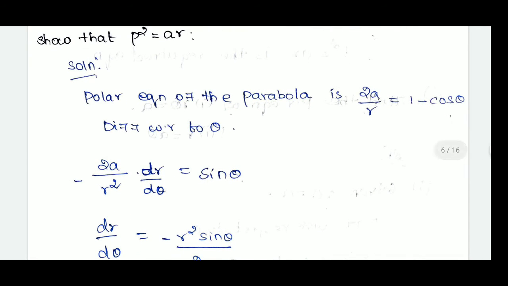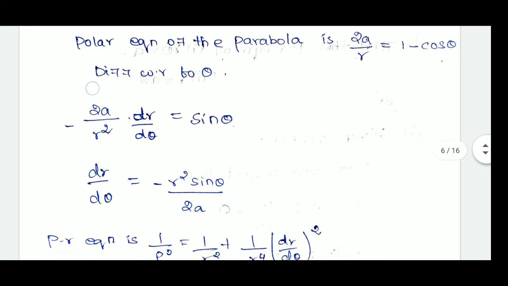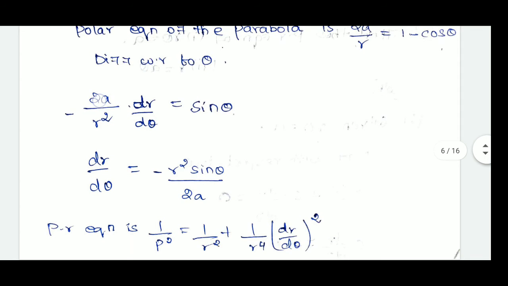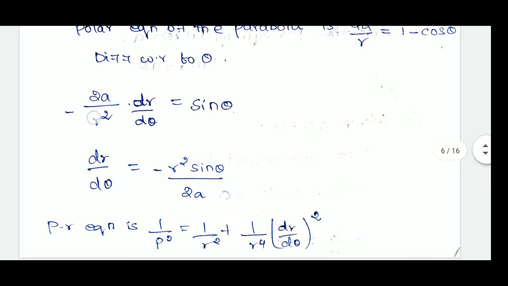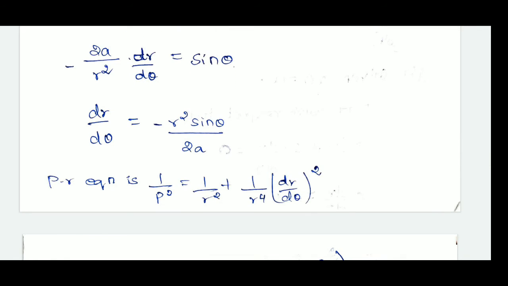2a is constant, so we write it as it is. Differentiation of 1/r is −1/r² into dr/dθ. On the right side, 1 is constant so 0, minus differentiation of cos θ, which is −sin θ, so minus into minus gives plus sin θ. So on the left side we have −2a/r² dr/dθ = sin θ. By cross multiplying we get dr/dθ = −r² sin θ/(2a).